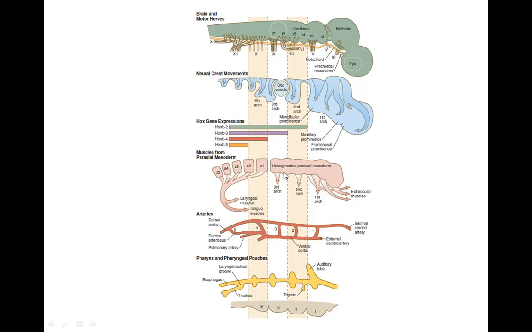The unsegmented paraxial mesoderm forms the extraocular muscles and contributes to the first, second, and third arch muscles. And these are S1, S2, S3, S4, and S5. These are the occipital somites, which are migrating and forming the tongue muscles and the laryngeal muscles. And the fourth one is the arteries arising from the aortic arches, supplying the corresponding pharyngeal arches and the pouches. And the last one is the pharyngeal clefts and the pouches. These are the clefts, and the yellow ones are the pouches.